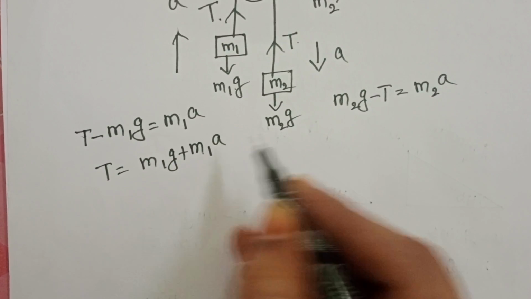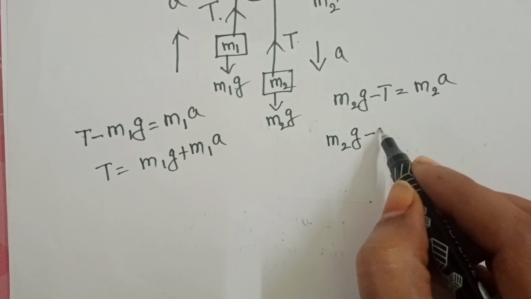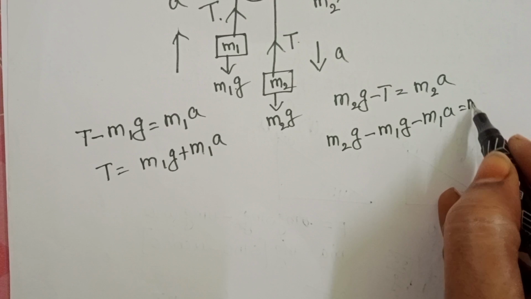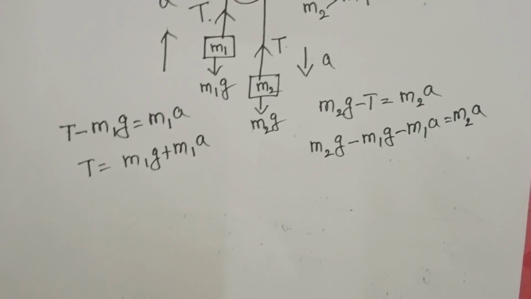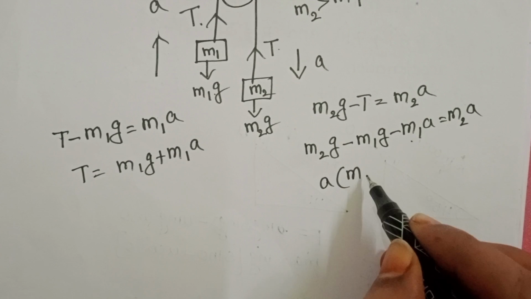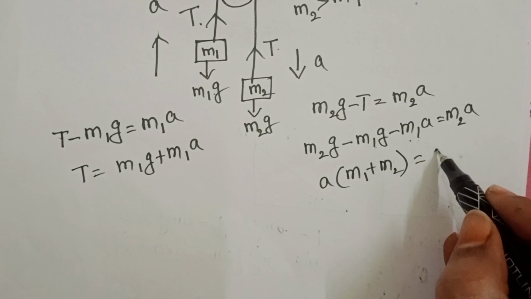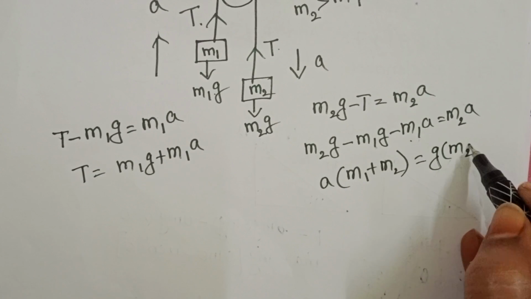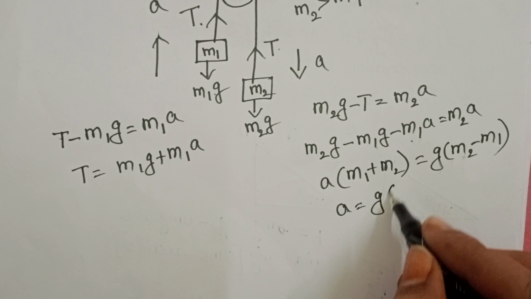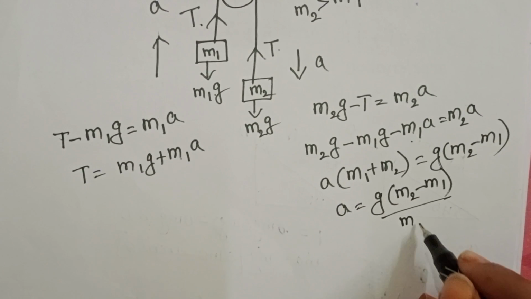Now substitute tensional force in the second equation. m2g minus m1g minus m1a is equal to m2a. Take minus m1a to that side and take a common. m1 plus m2 is equal to, now here take g common, g into m2 minus m1. Acceleration is equal to g into m2 minus m1 by m1 plus m2.